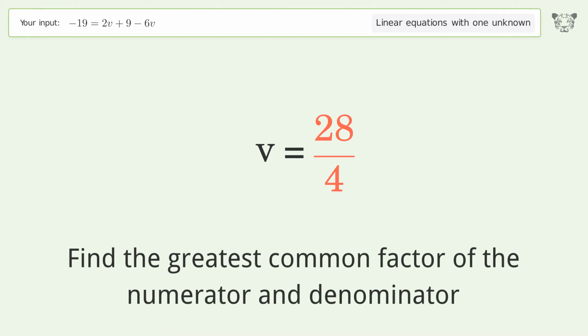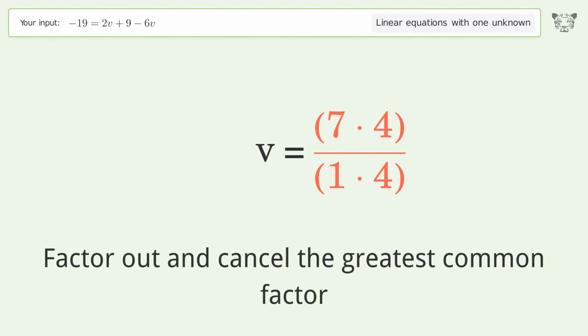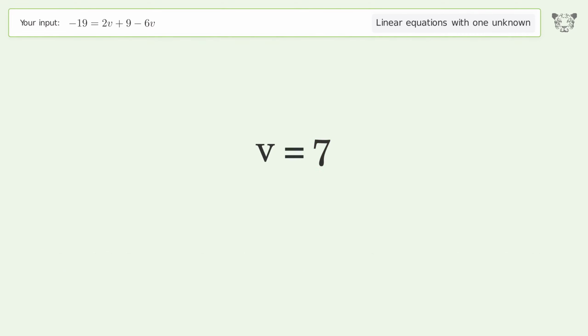Find the greatest common factor of the numerator and denominator. Factor out and cancel the greatest common factor. And so the final result is v equals 7.